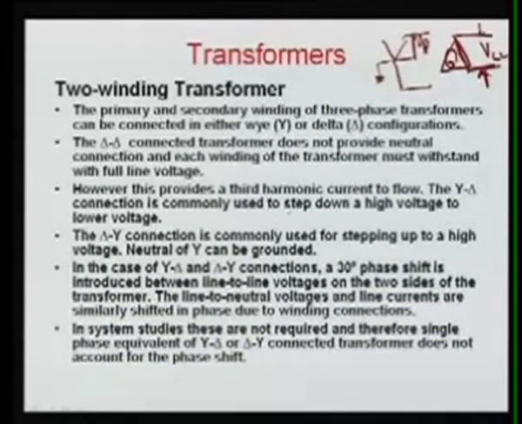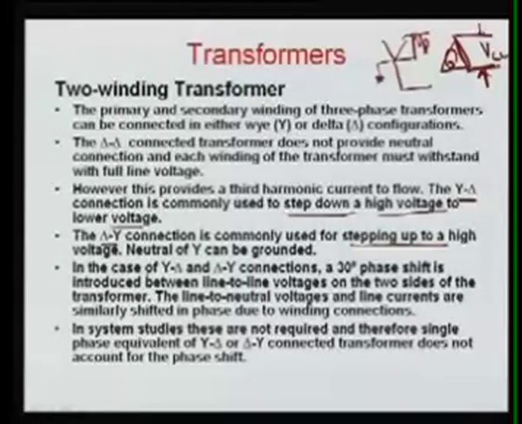The star delta connection is commonly used to step down a high voltage to a lower voltage. Means we use star delta connection for the step down transformer, and this delta star is normally used for stepping up to high voltage, where the neutral can be grounded, we can ground it.